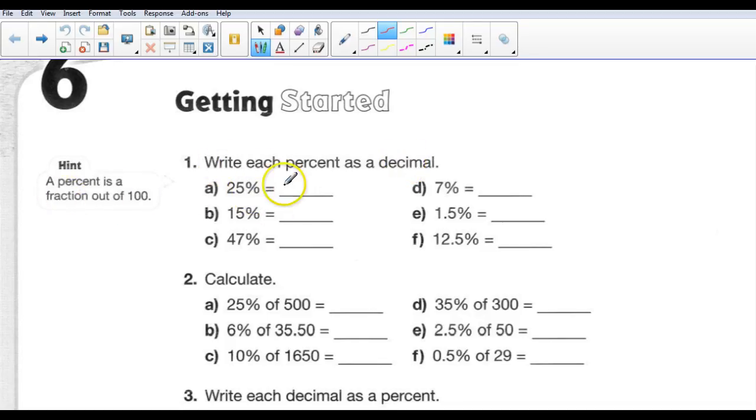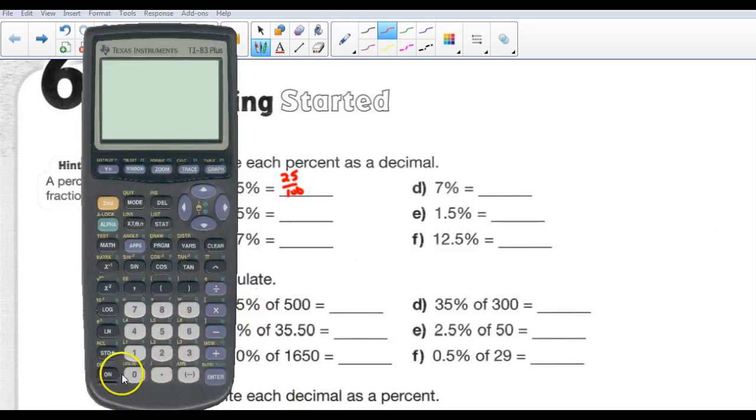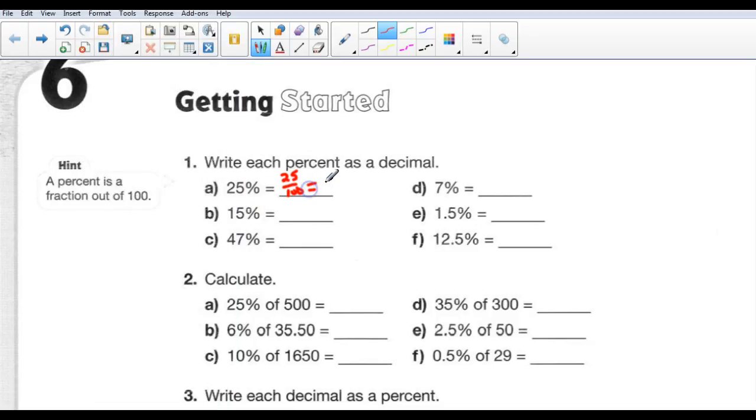So 25% just means, we're going to write it as a decimal, it means 25 out of 100. So if you take your calculator and you do 25 and you divide it by 100, you get an answer of 0.25. Okay, so we can say that's equal to 0.25.